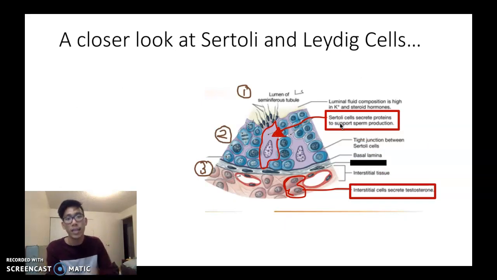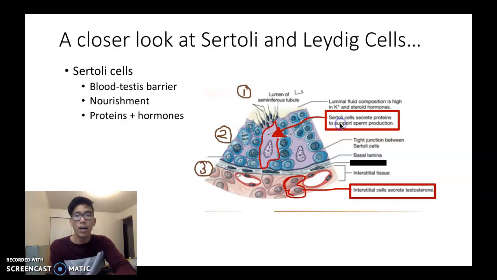Okay, in this slide I wanted to take a closer look at two key cells, the Sertoli cells and the Leydig cells. First, the Sertoli cells link together in the seminiferous tubule to form tight junctions, and these tight junctions form the blood-testes barrier, and it serves an important role in forming three distinct compartments.